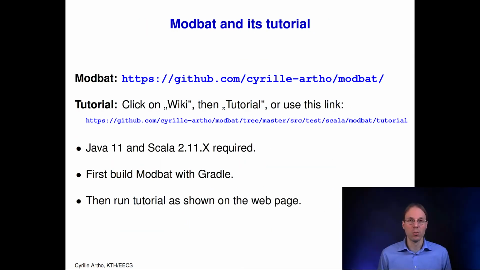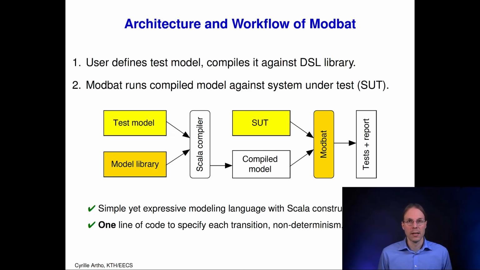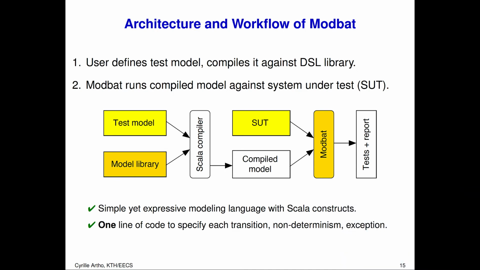Modbat comes with the full source code and the tutorial, which you can find on the wiki, which also has instructions about how to build Modbat. The workflow of Modbat is that it takes a test model and compiles the test model with its own library that defines this DSL. As an output, you get Java bytecode, and the test driver then takes this bytecode of the model together with the actual system and executes tests against that. And as a result, you get a report about failing test cases, and you can also use these test cases by replaying them for further analysis.